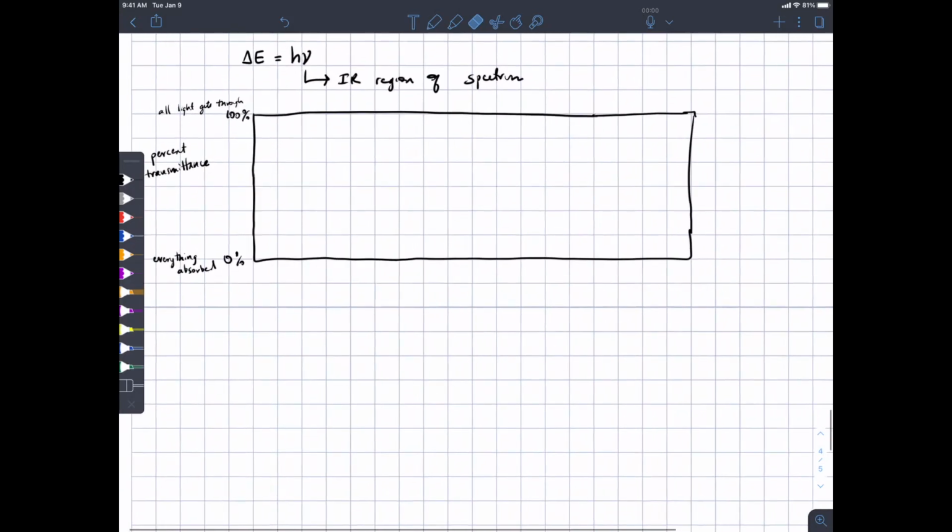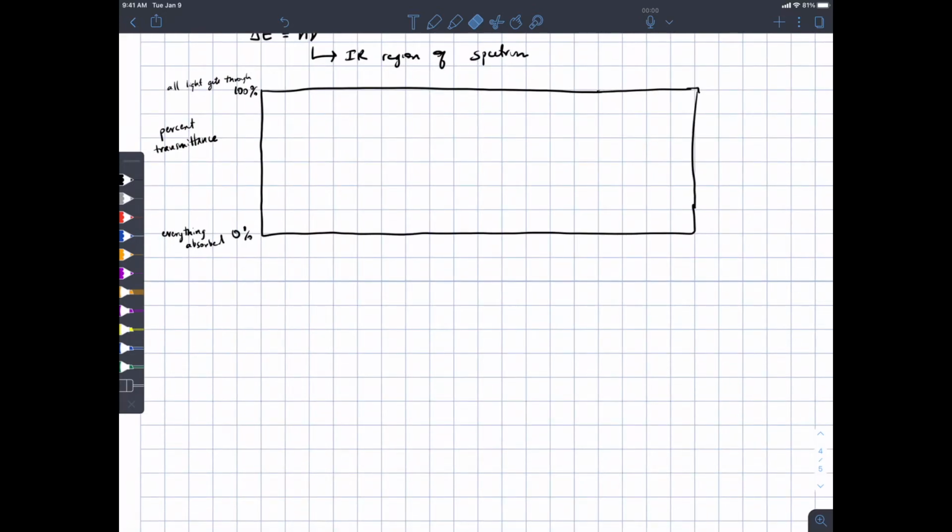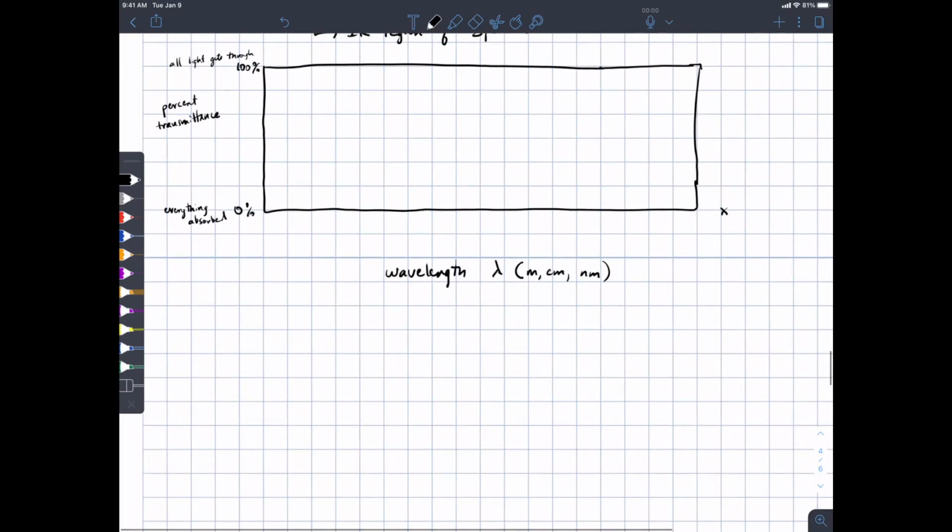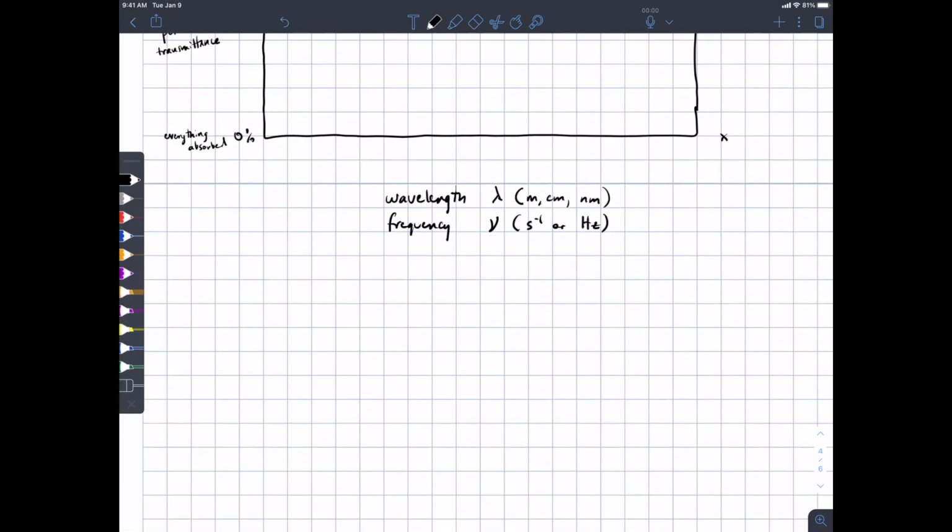Now, here's the stretch, and get ready. On the x-axis, you might think that we would use wavelength of light, which is usually in units of meters or centimeters or nanometers or millimeters or so on. Or alternatively, we could use frequency, which is in inverse seconds or hertz, number of waves per second. But that's not what the folks who invented IR chose to do.